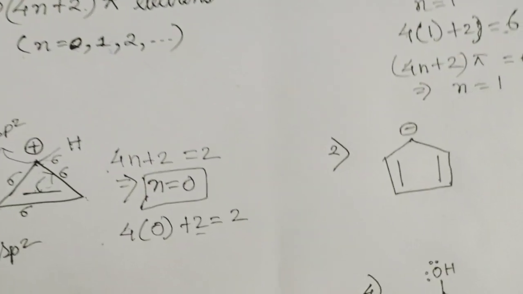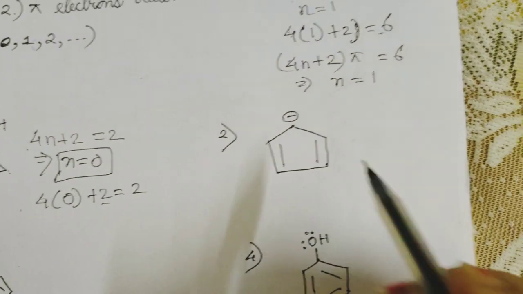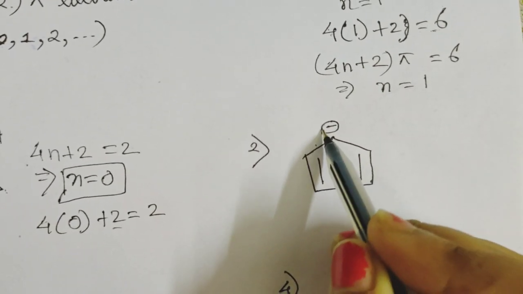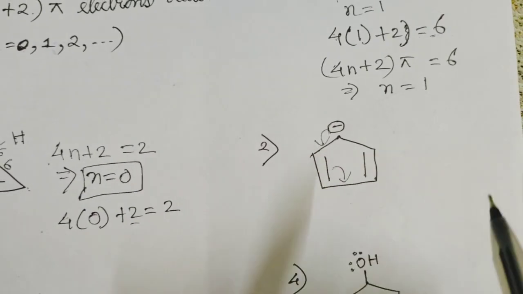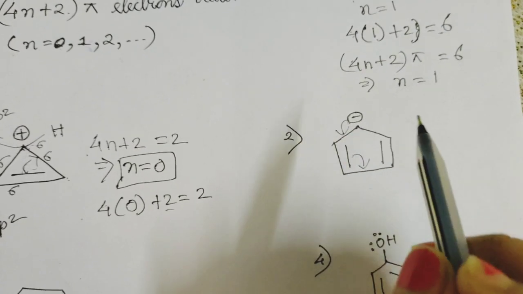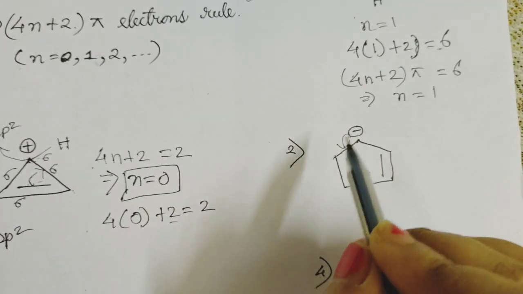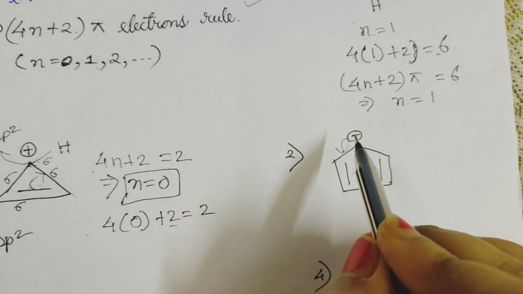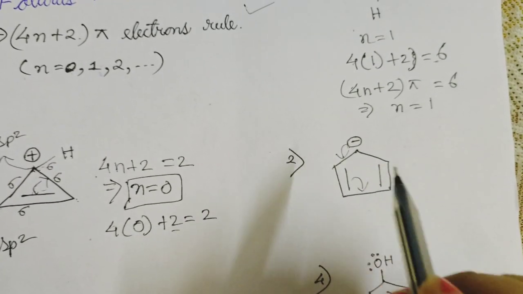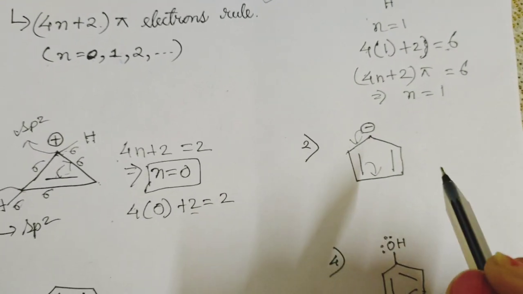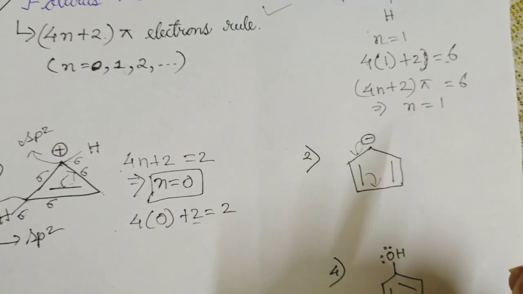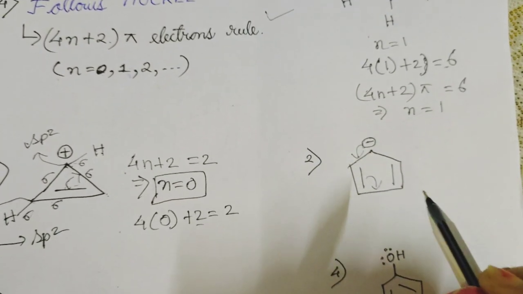Now moving to the second example. In this compound, see, this negative charge is in conjugation with this pi bond. From my previous videos, it is clear that if the negative charge or the lone pair, whatever it is, is involved in conjugation, then the negative charge which constitutes the 2 electrons is also counted as pi electrons. If you haven't seen the previous videos on delocalization and localization of electrons, then please go through them, and this concept would be more clear to you.